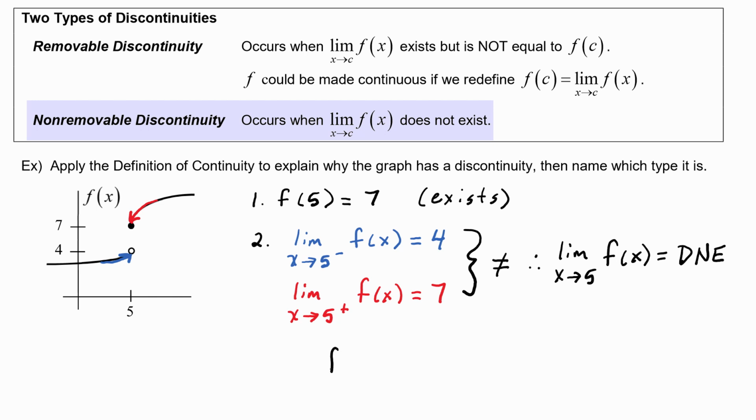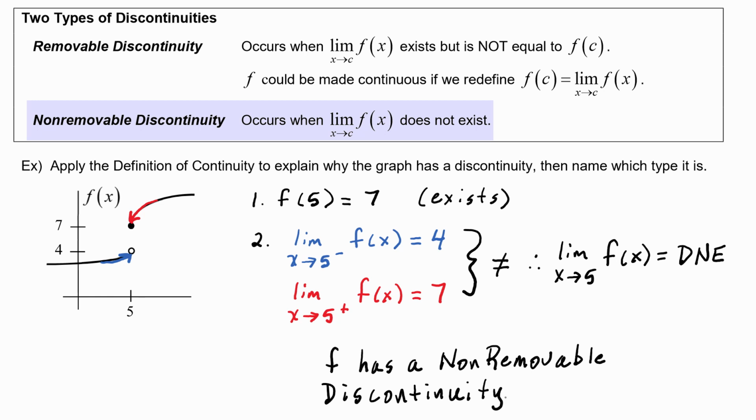So we would say f has a non-removable discontinuity at x equals 5. So remember, once you discover that the two-sided limit does not exist, that immediately tells you that you have a non-removable discontinuity at that x value.